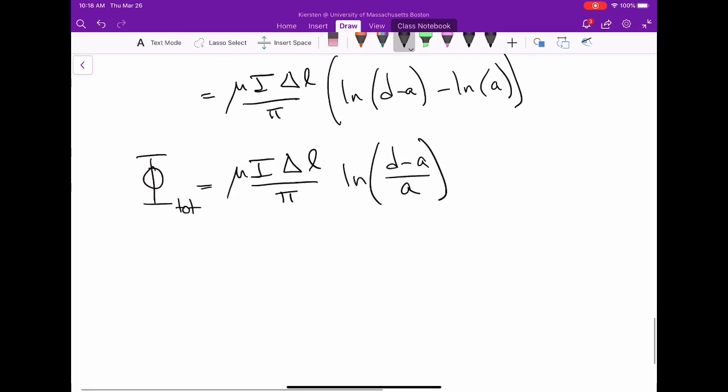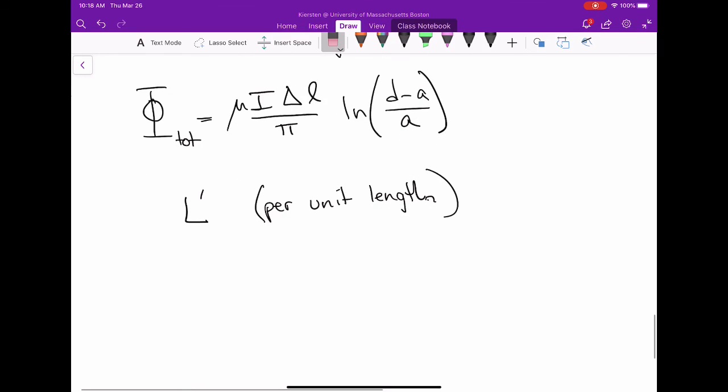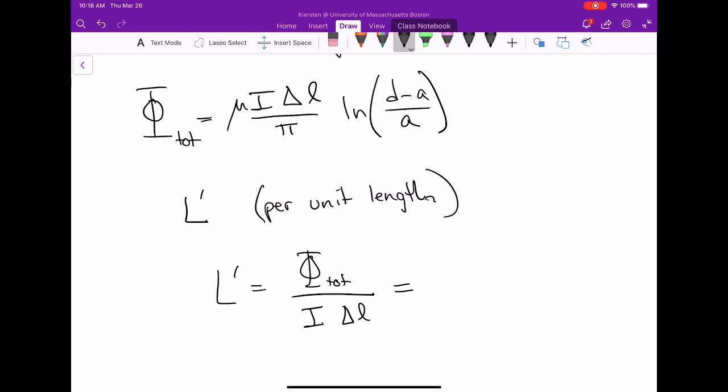So we're looking for the per unit length inductance, though. And in order to find that, we're going to have to divide by delta L here. So our final value for L prime is going to be that total flux divided by the current and delta L. So in the end, what we get is mu over pi ln of d minus a over a.